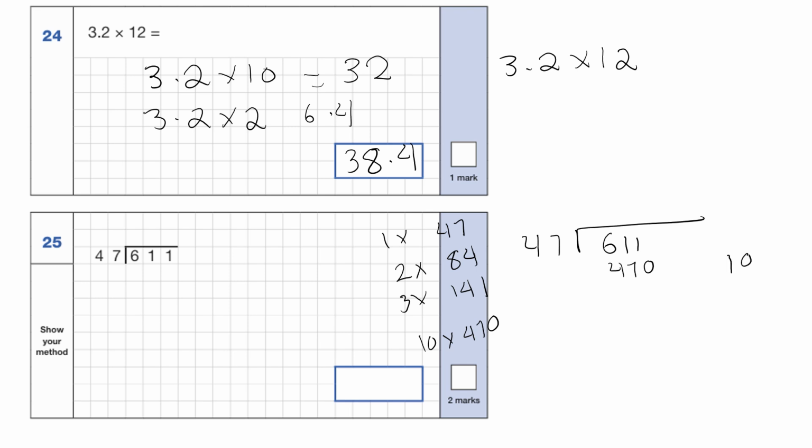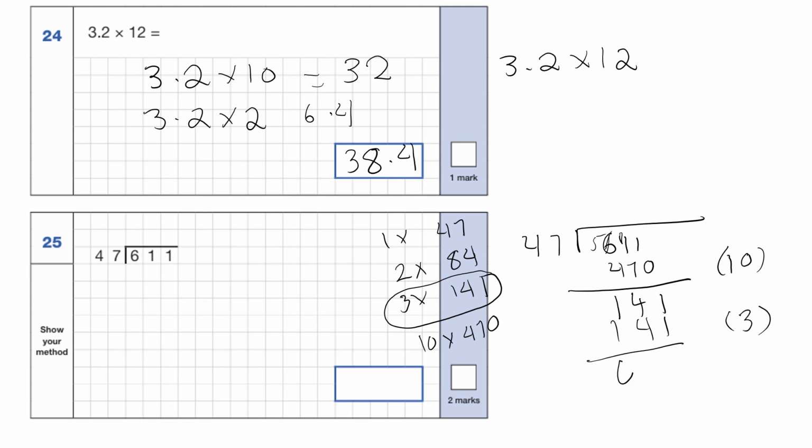Chunking, we'll do 10 times. Let's take that away now. We can't do that, so we exchange. That's 4, and that's 141. This is why it helps to have these facts. So now I'm going to do it 3 times, which means it's finished, which means it's 13. Let's add these up. This is called division by chunking.